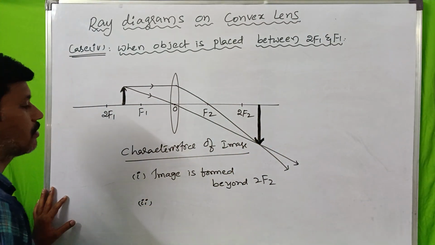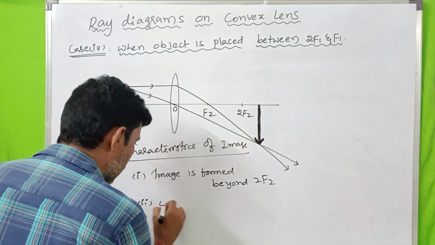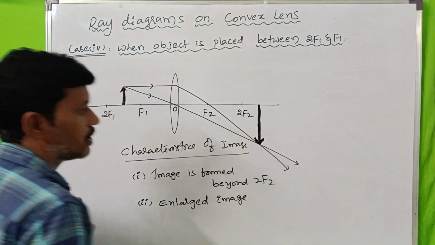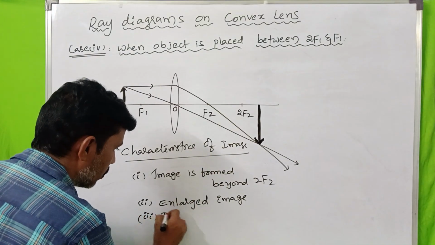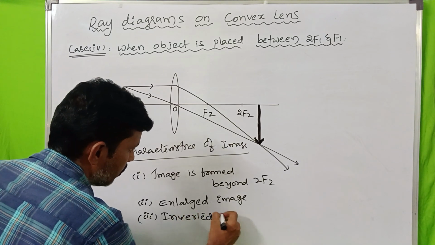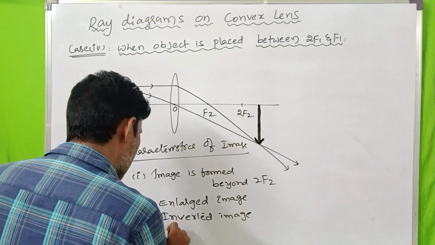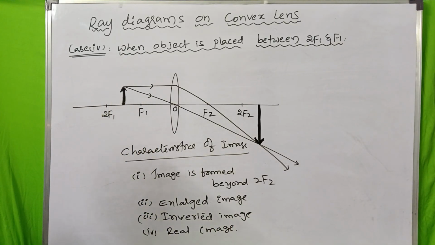Next, the second one is size: the image size will be more than the object size. When it is like this, we call it an enlarged image or magnified image. And the third one, as usual, is an inverted image only. And the fourth one, real image. Note down: when the object is placed between 2f1 and f1, the image is formed beyond 2f2, and it is an enlarged, inverted, and finally real image.